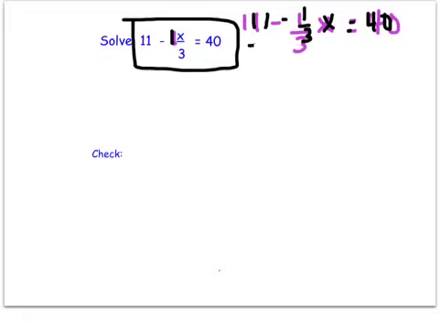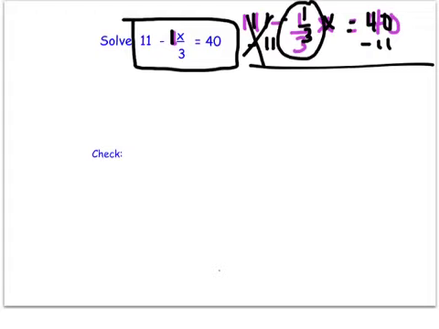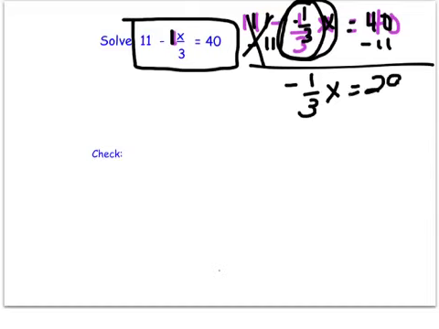So I'm going to subtract 11 from both sides. Whatever I do to one side, you got it, I've got to do to the other. My 11s cross out. I need to make sure I bring this whole thing down, this whole thing with the x. That was a negative sign. So I get negative 1/3 x equals 29.